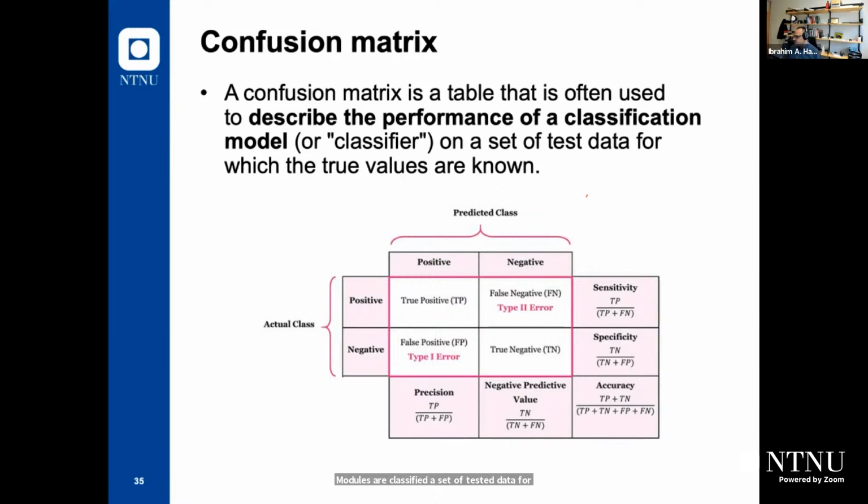So it is used for supervised learning because, as you can see here, we have some actual classes against the predicted classes. So we need to know the actual classes. The confusion matrix is a table often used to describe the performance of a classification model on a set of tested data for which the true values are known. If it is a binary classification problem, for example, we have those actual classes, positive and negative, correct?